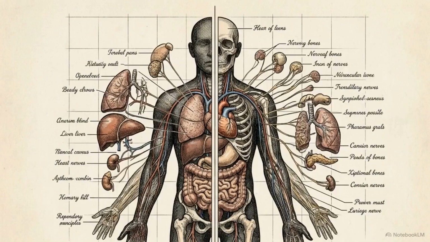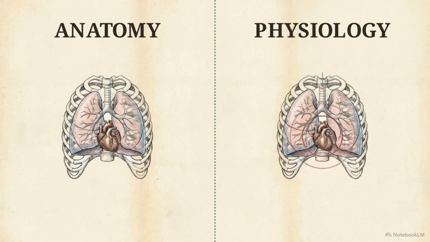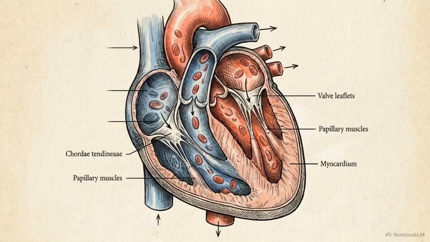Medical science divides the human body into two primary disciplines. Anatomy describes the physical structures of the body, what they are made of, and where they are located. Physiology, on the other hand, is the study of how those anatomical structures actually function. These two disciplines are permanently linked by a core biological principle. Form enables function, and function dictates form.